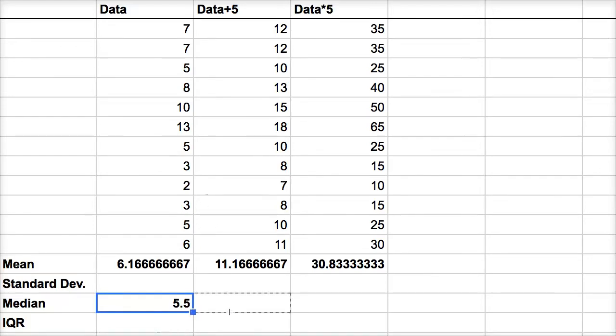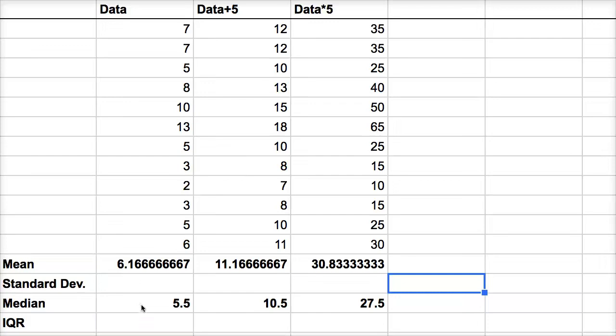So this should be 10.5. And yes, it is indeed 10.5. And what would happen if you multiply everything by 5? Well, once again, you still have the same ordering, and so it should just multiply that by 5. Yep, the middle number is now going to be 5 times larger.